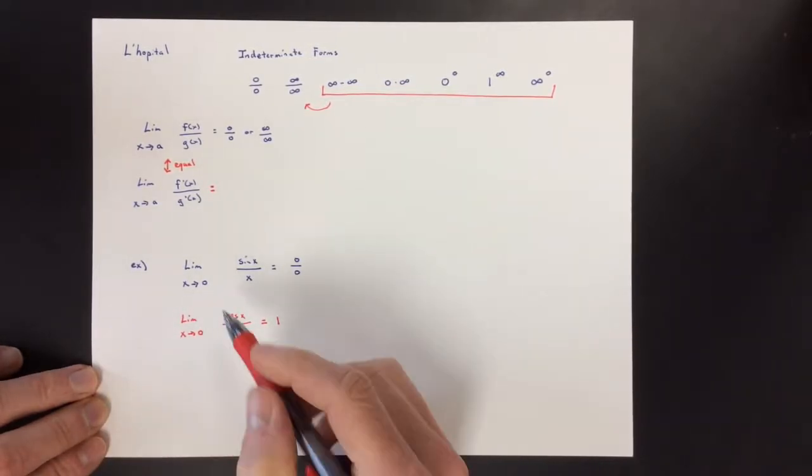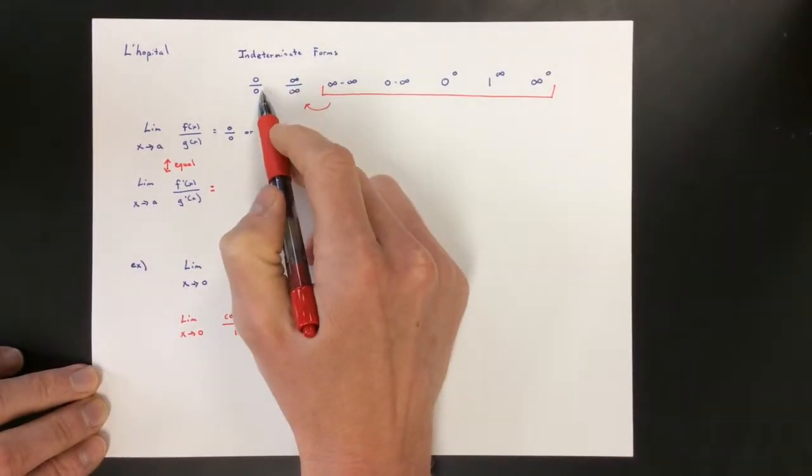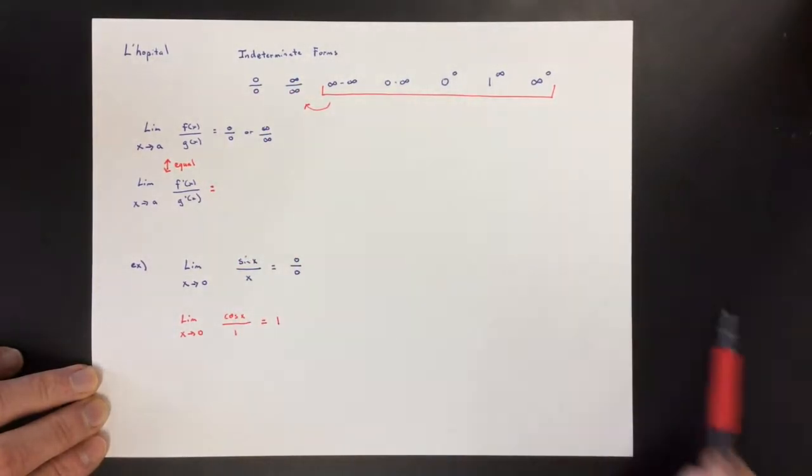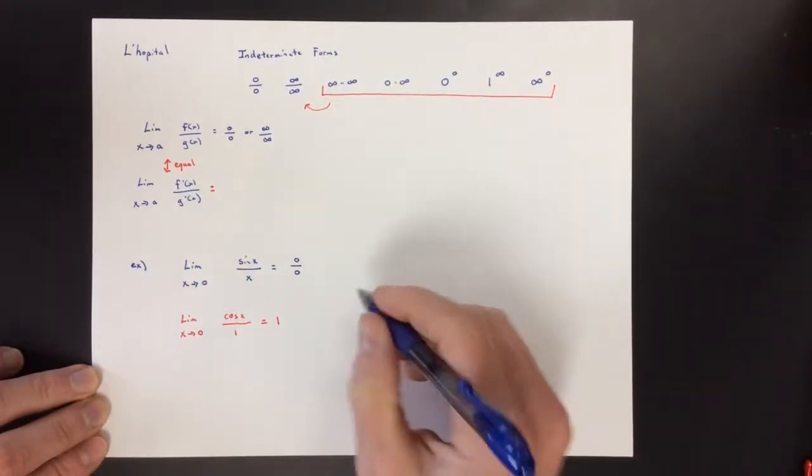Now that doesn't mean 0 over 0 is always equal to 1, otherwise we wouldn't need L'Hopital's. Then this wouldn't be an indeterminate form. It's just that this particular version. Okay, let's do a different one, and I can show you that this 0 over 0 is not 1.